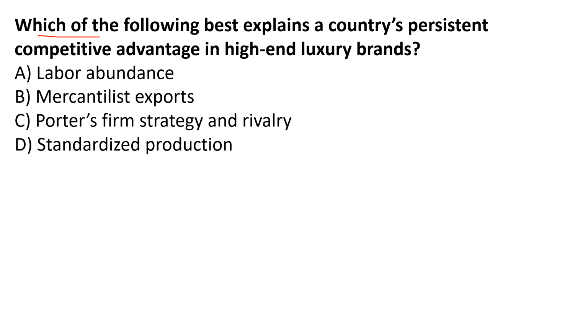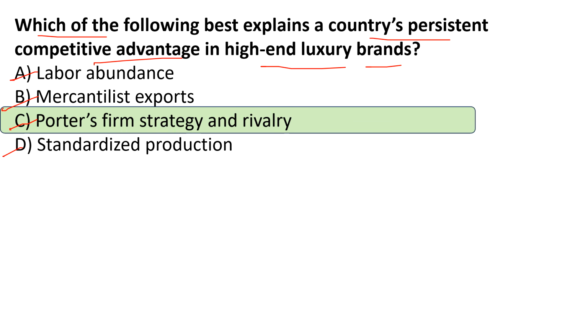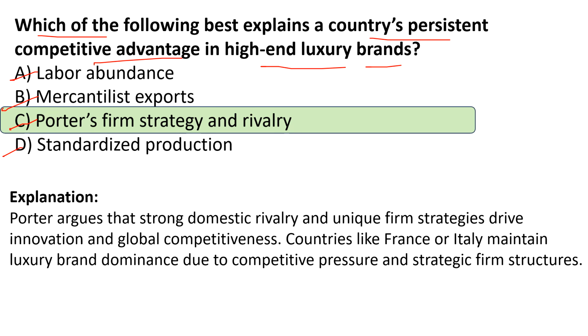Next question. Which of the following best explains a country's persistent competitive advantage in high-end luxury brands? A. Labor abundance, B. Mercantilist exports, C. Porter's firm strategy and rivalry, or D. Standardized production? So the right answer is option C, Porter's firm strategy and rivalry. Clear? Porter argues that strong domestic rivalry and unique firm strategies drive innovation and global competitiveness.